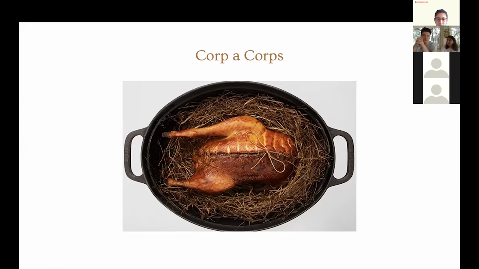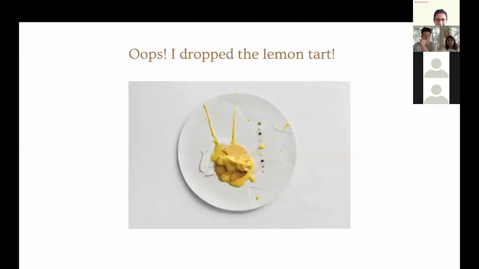It's very controversial, honestly, because they're really stitching two different animals. But this was the success dish for that chef, and he gained 3 Michelin stars after that. And then the second dish, it's called Oops, I Dropped the Lemon Tart.